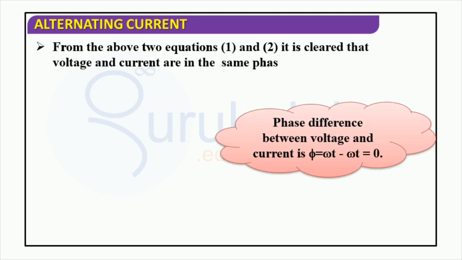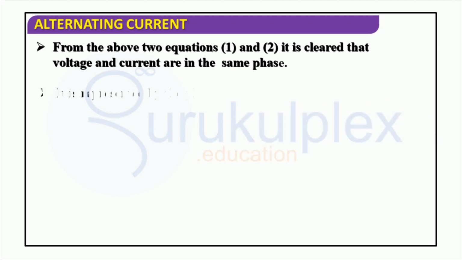Discussing alternating current, we can observe from the two equations that both the voltage and current are in the same phase, with no phase difference between them. This is an essential component in comprehending alternating current, and can be seen in the phasor diagram.